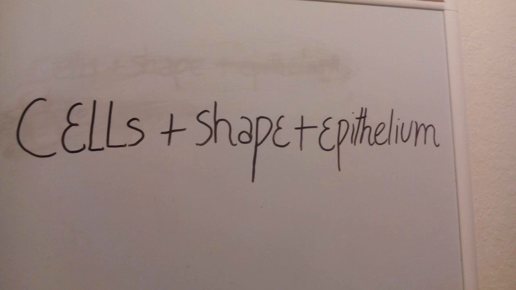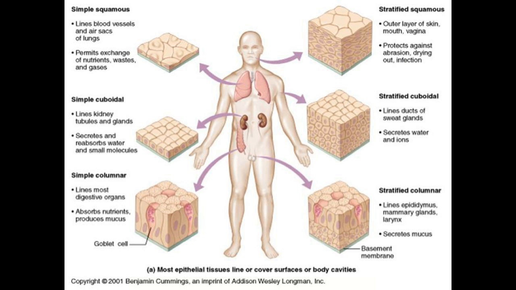Some special characteristics are polarity: there is a free surface and one attached surface. Cellular nature: cells fit closely together side by side. Avascular: lacks its own blood supply. Regeneration: can regenerate if properly nourished.